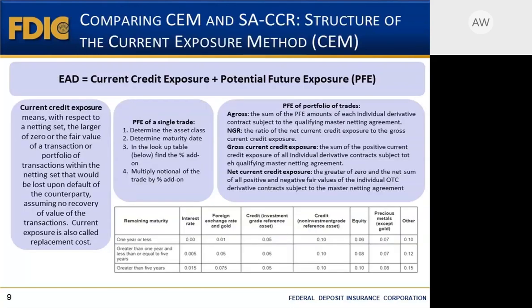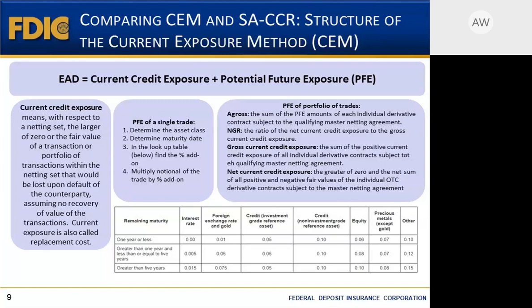Now let's skim through the overall framework of SAM and SA-CCR just to get the feeling of the differences between the two approaches. Under the current exposure method, SAM, the EAD is determined as a sum of the current credit exposure and potential future exposure. Current credit exposure means, with respect to a netting set, the larger of zero or the fair value of a transaction or portfolio of transactions within the netting set that would be lost upon default of the counterparty, assuming no recovery on the value of the transactions.